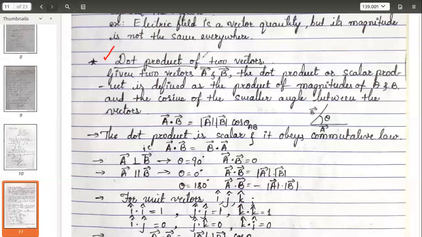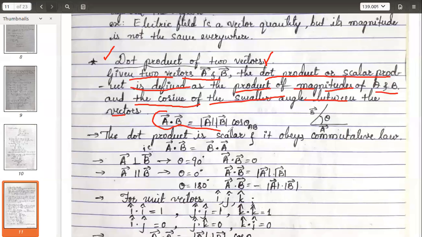One is the dot product of two vectors. The dot product is also called the scalar product, because when you take the dot product of two vectors, you get a scalar quantity. Given two vectors A and B, the dot product or scalar product is defined as the product of the magnitudes of those two vectors A and B and the cosine of the angle between them. I have written this definition in equation form.